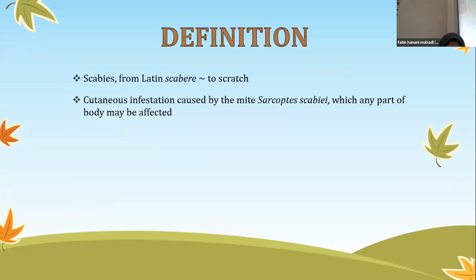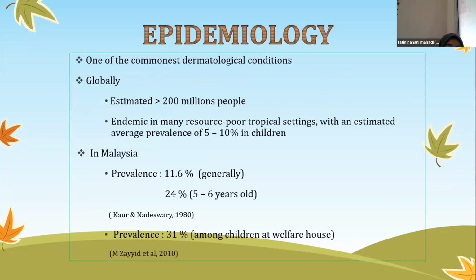affected. In epidemiology, scabies is one of the commonest dermatological conditions. Globally, it is estimated that more than 200 million people are affected at any time, where it is endemic in many resource-poor tropical settings, with an estimated average prevalence of 5 to 10% of children.